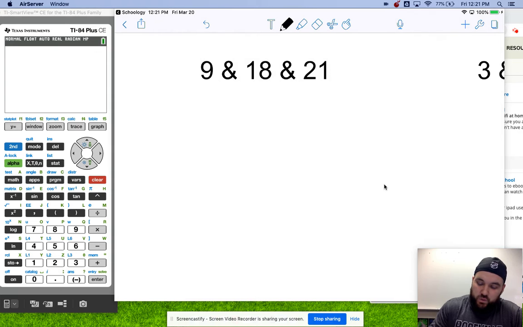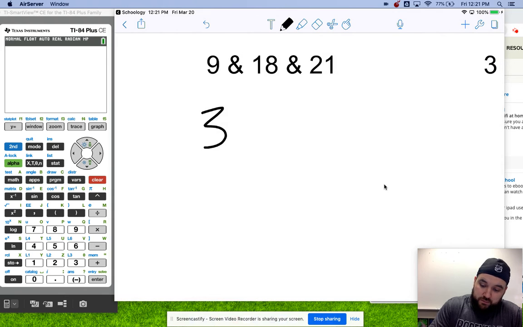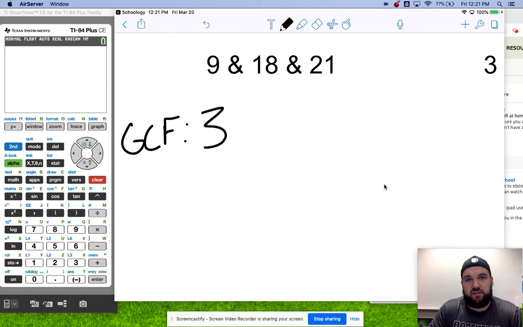9, 18, and 21. Well, 9 goes into 18, but 9 doesn't go into 21. So then 3 is what ends up being the greatest common factor. 9 doesn't have many factors. It's just 9 and 1 or 3 and 3. And 3 does work for all of them.